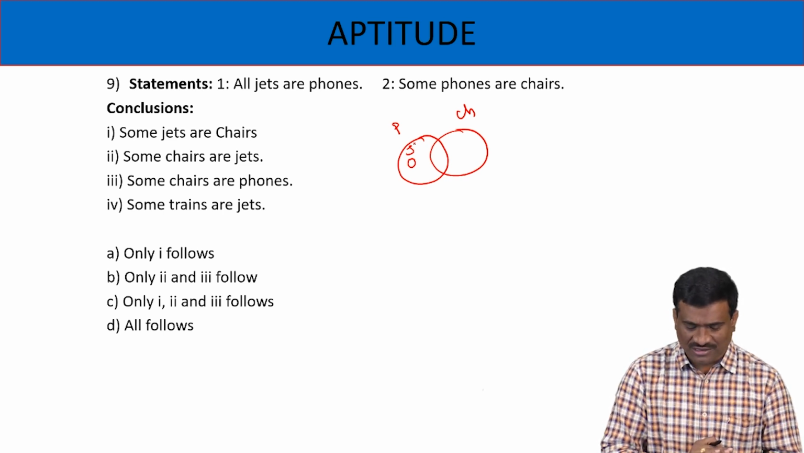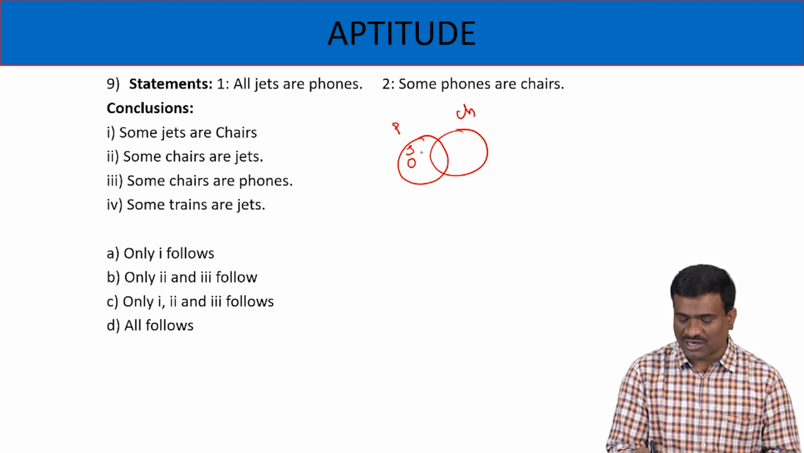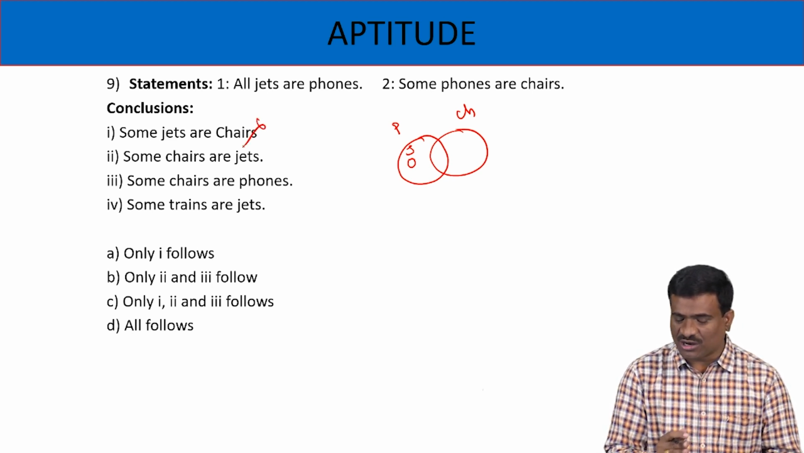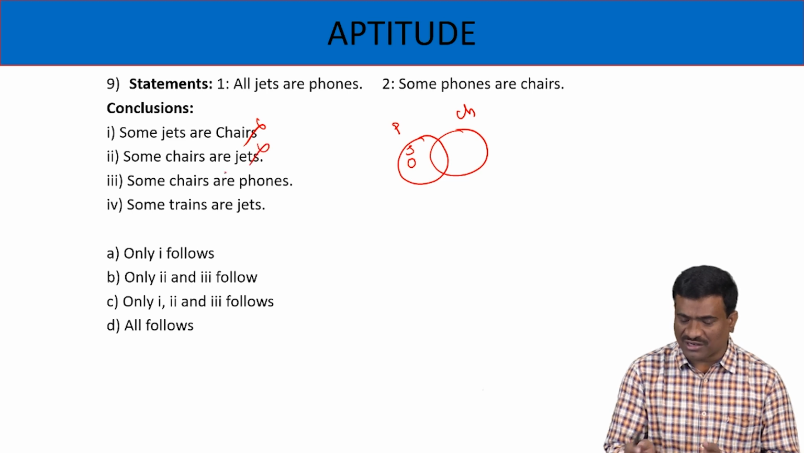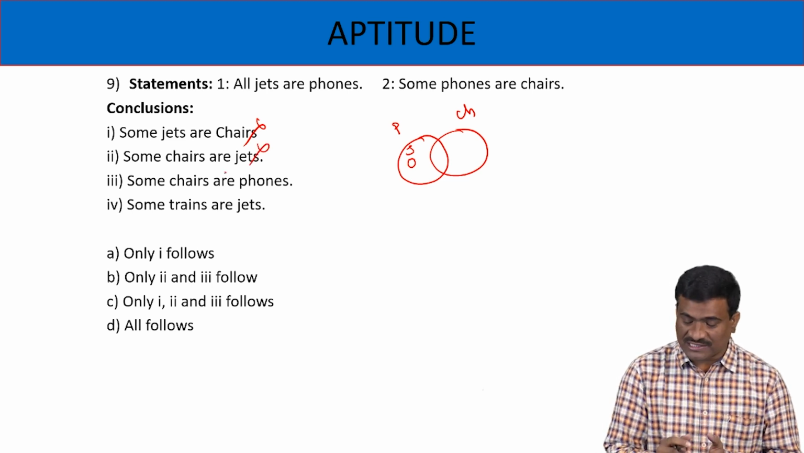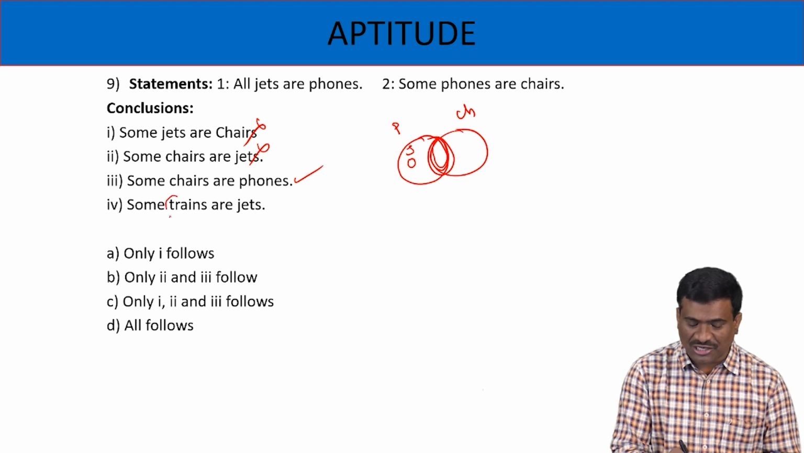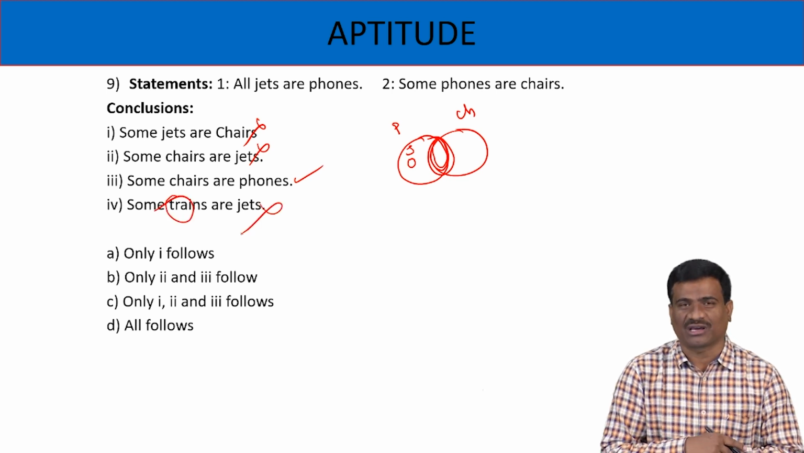First conclusion: some jets are jets. No, there is no relation; that is not correct. Again, not correct because there is no relation here. Some chairs are phones: exactly correct because the counterpart is available. Some trains are jets: a train relation is not given, so that is always not correct.